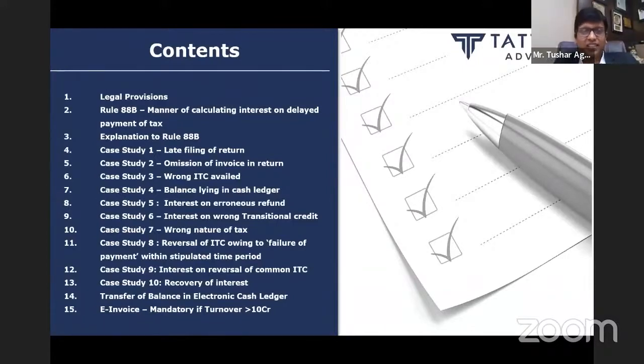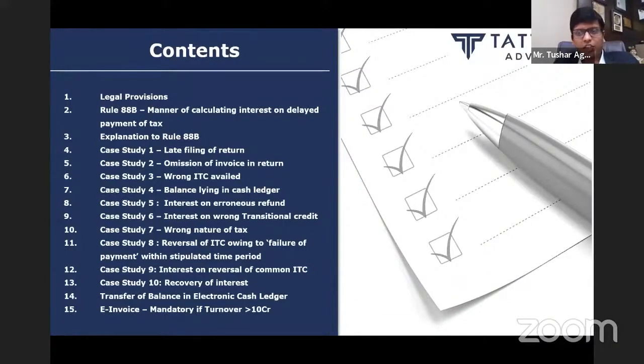In this, we will discuss the amended section 50 along with the newly inserted rule 88B, which deals with the manner of calculating interest on delayed payment. So both this section and rule we will study by way of various case studies. We will take certain examples. These examples are divided into two parts.